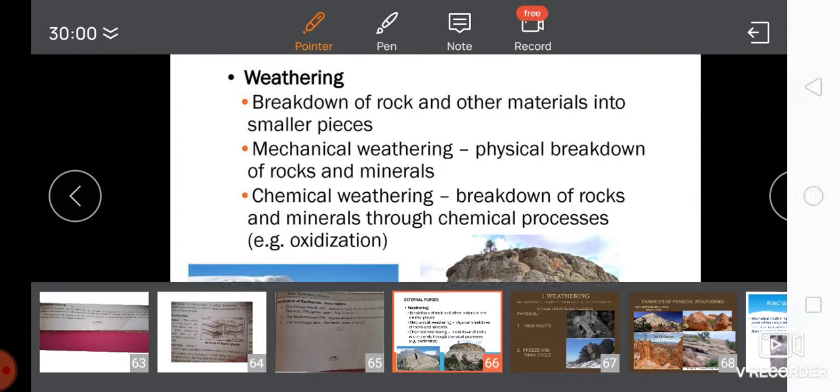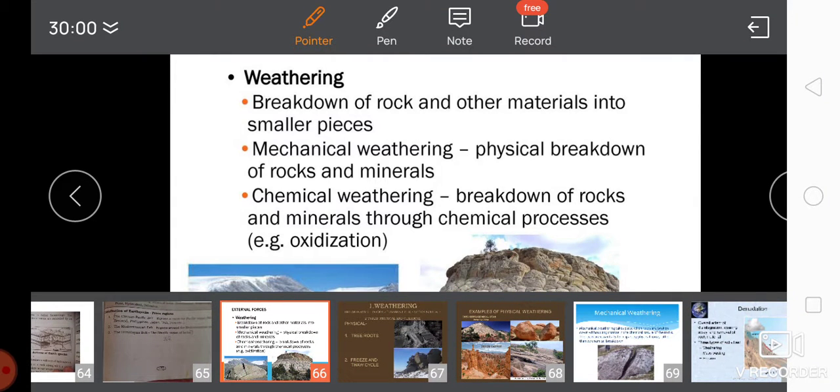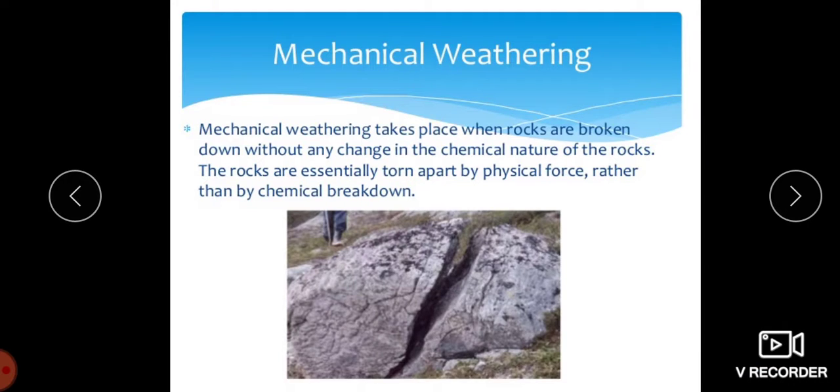Now we will move on to chemical weathering. Chemical weathering is mainly brought about by the action of substances that are dissolved in water, in rainwater. So, this type of weathering results in the change of composition of minerals which are present in the rock. We have four types of chemical weathering. They are oxidation, carbonation, hydration, and solution.